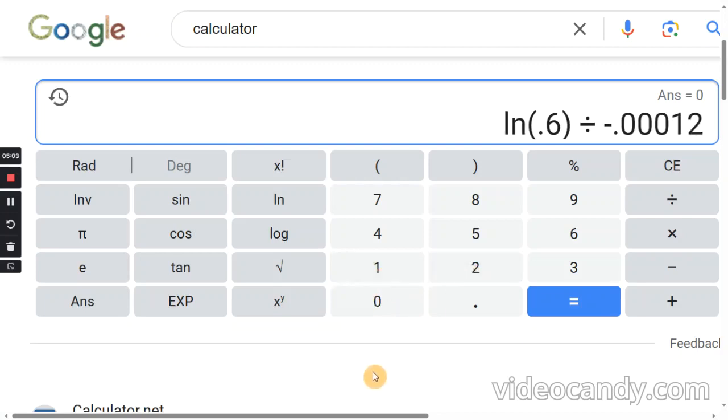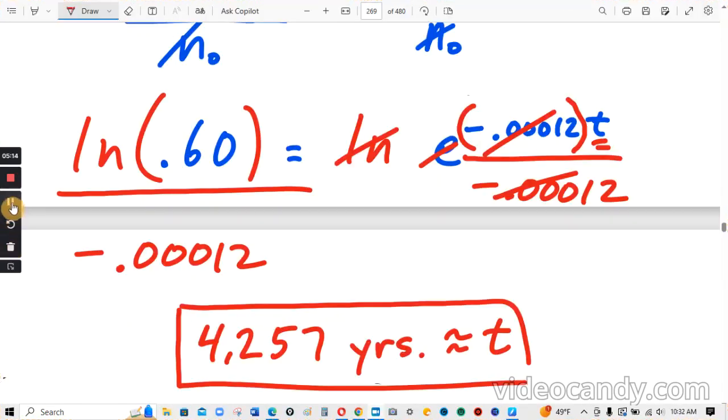It equals, to the nearest year, since it's 0.8, we're going to round up, 4257. All right, 4,257 years. That is your approximation for t.